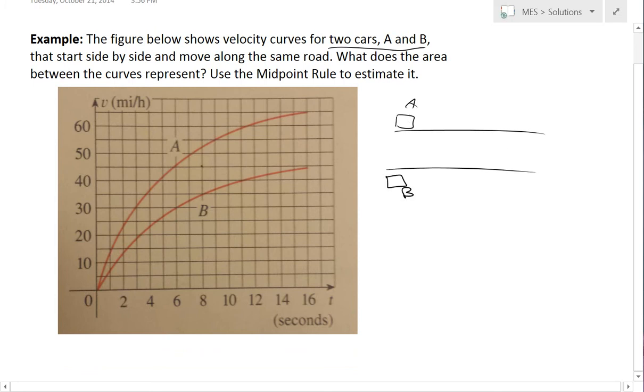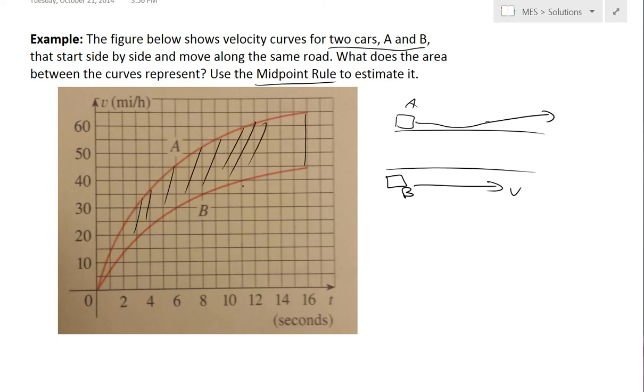And then basically here's the curves given, and they both go here, and what we track is the velocity of both of them. As you can see, the A one is a bit faster, so it would be a bit further apart later. So the question states, what does the area between these two curves represent, and use the midpoint rule to estimate it. So we want to know, what is this area representing right here?